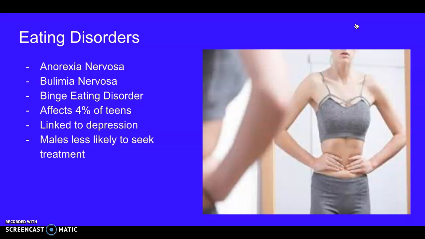So there's also binge eating disorder, and this is people who eat a lot of food in one sitting, more food than most people would, until the point where they feel uncomfortable even. And after the fact, they almost feel sorry for eating so much, and it's just something they can't really control. These eating disorders affect 4% of teens, ages 13 to 18. 90% of people with anorexia are female. 50% of teens with an eating disorder also suffer from depression.